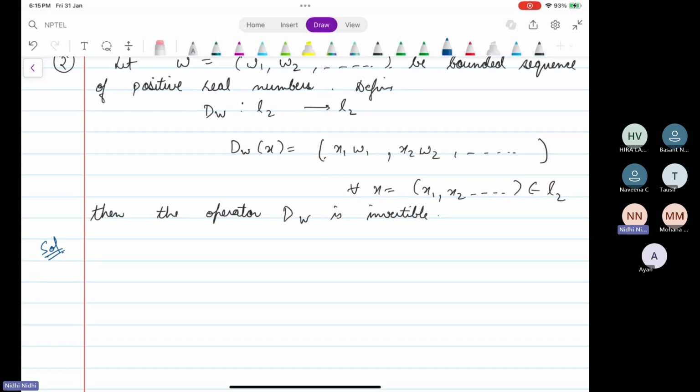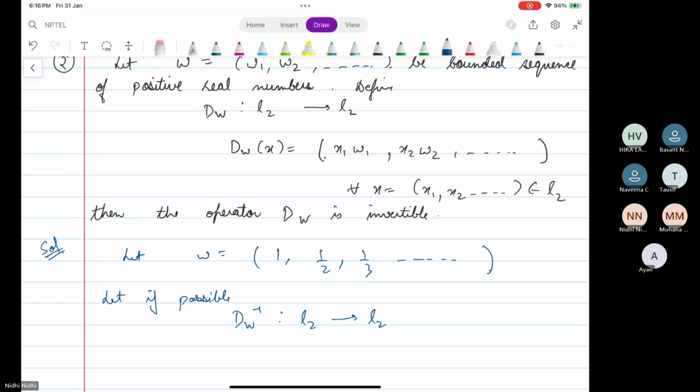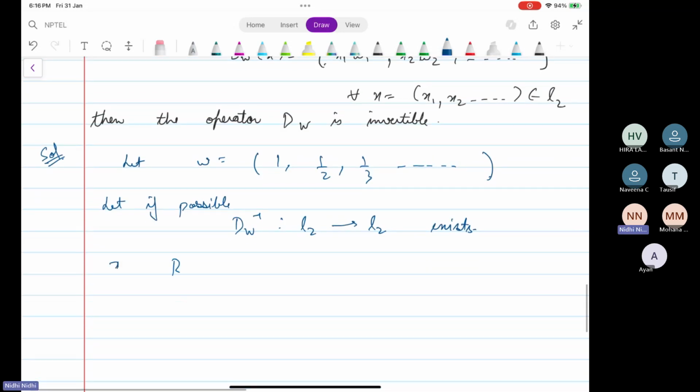For that, let's look for some example. If I take w to be the sequence 1 by n, and suppose, if possible, the dw inverse from L2 to L2 exists. In that case, we should have dw inverse of dw of x is equal to x is equal to dw of dw inverse of x. That is the basic property of the inverse.